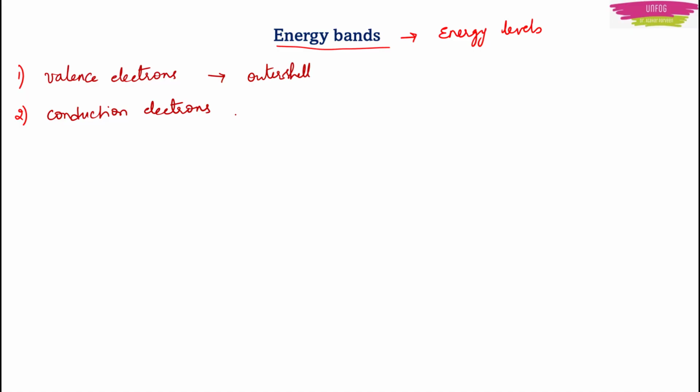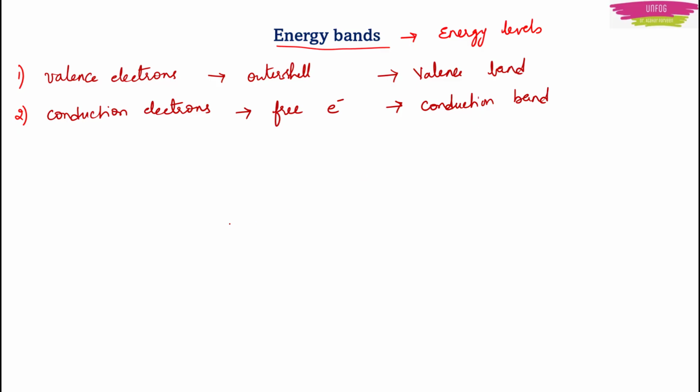Then what are conduction electrons? Conduction electrons are those free electrons which conduct electricity, isn't it? Now, there is one band which contains valence electrons. That band is known as the valence band. And the band which contains conduction electrons is known as the conduction band.